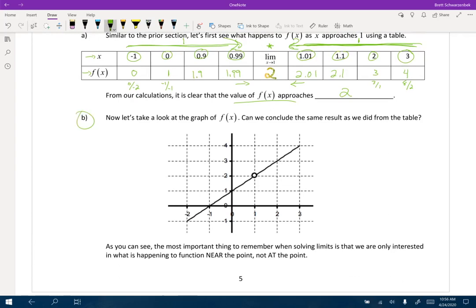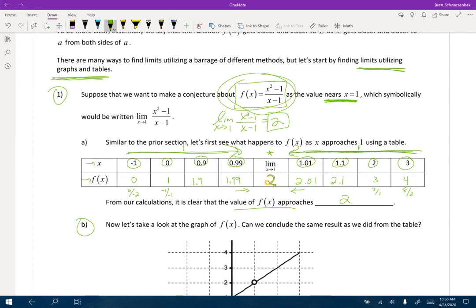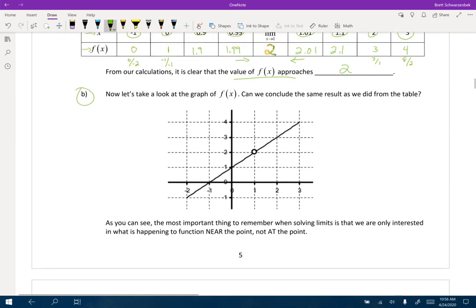So what I did was I graphed x squared minus 1 over x minus 1, the function f of x. So this is f of x equals x squared minus 1 over x minus 1. Okay, if you look at this, hopefully some of you are looking at this and going, wait, this is a line? So believe it or not, this is a line.